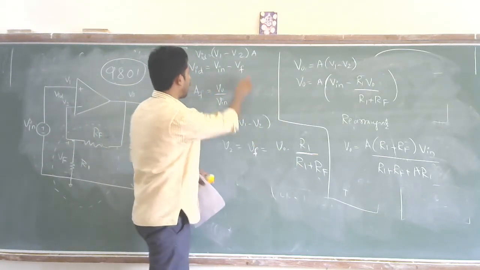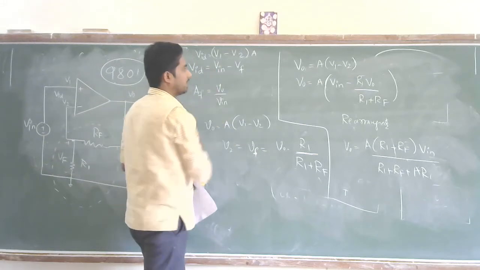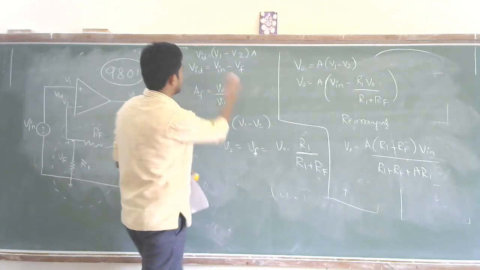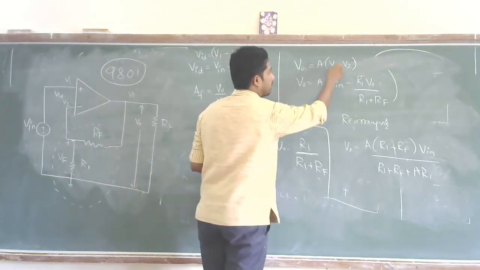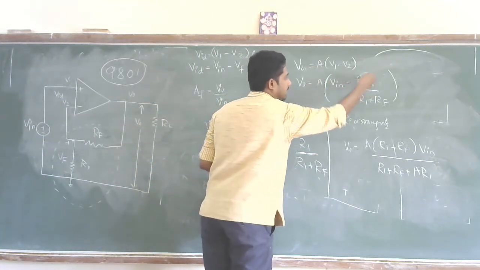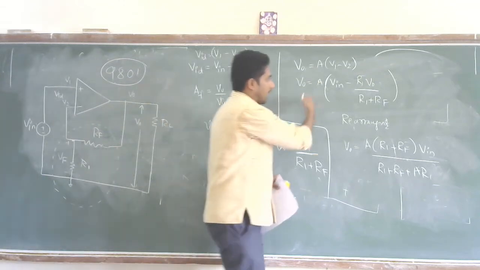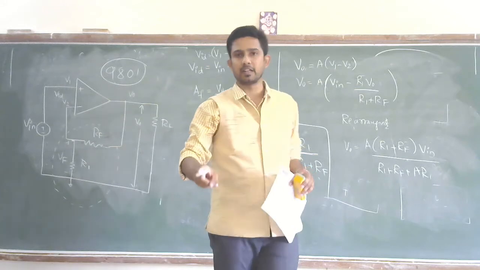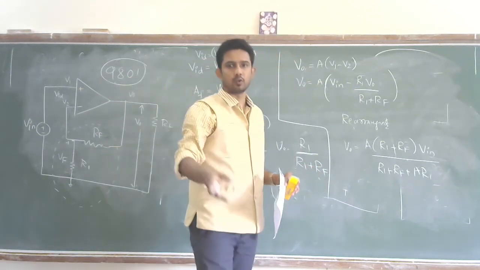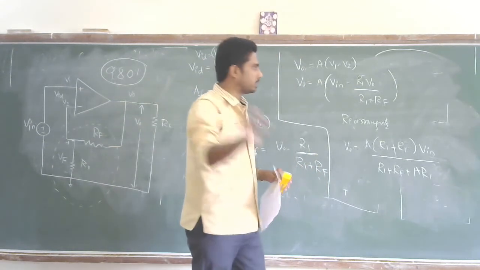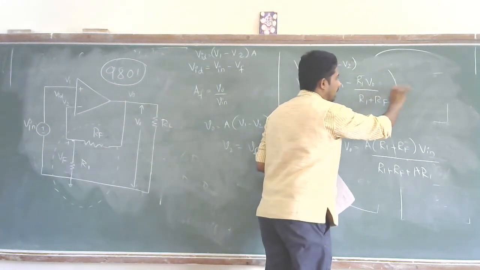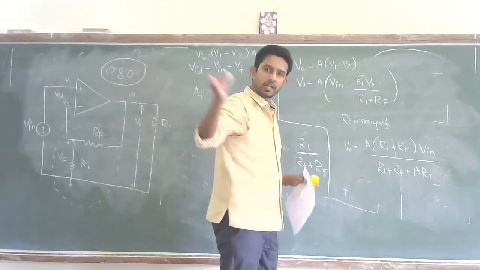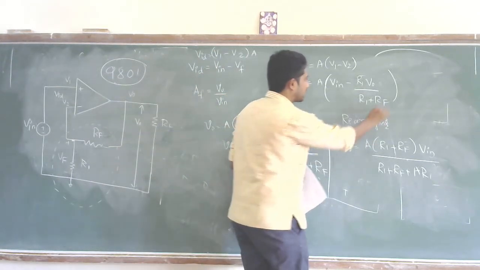Now I know that V1 is Vin, and VF is V0 times R1 divided by R1 plus RF. I'll substitute both of them over here: V1 is Vin, V2 is this entire term. I won't waste time on the simplification. In the notes and resources I will float, I have derived and arranged it. You can refer to that or the textbook. Here I'm going to write it directly.